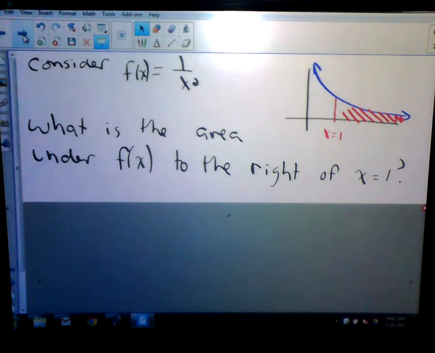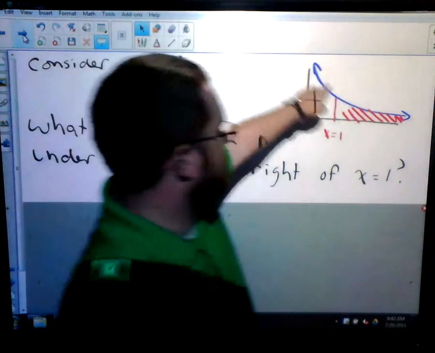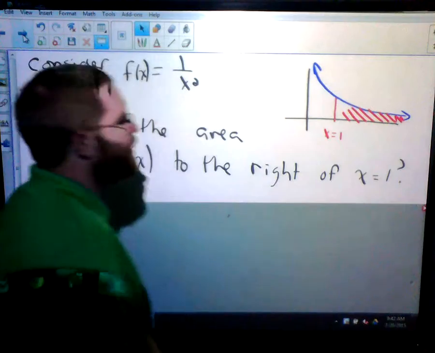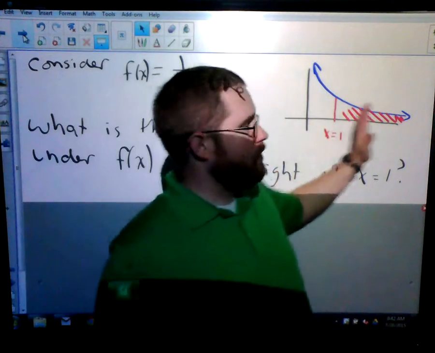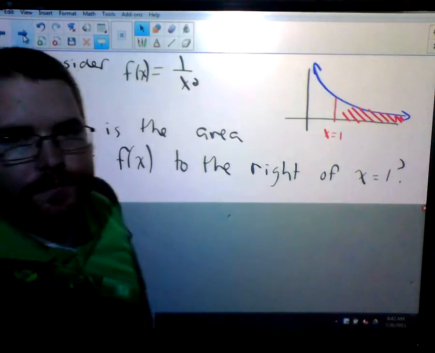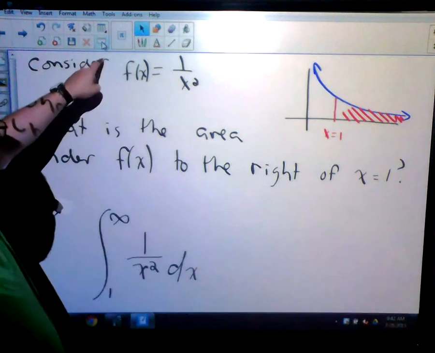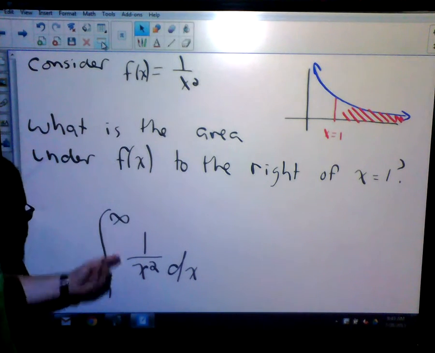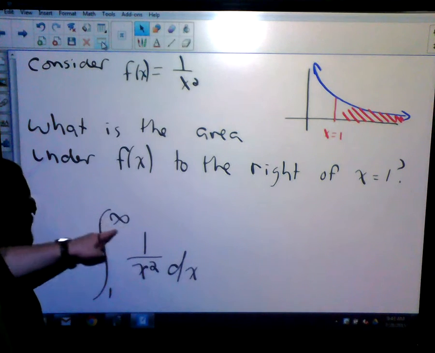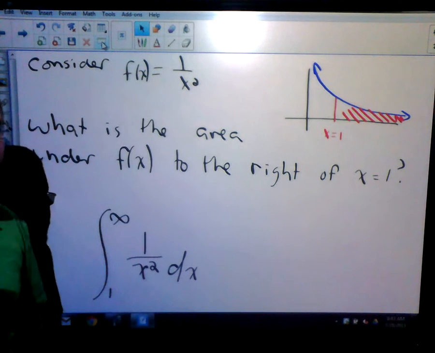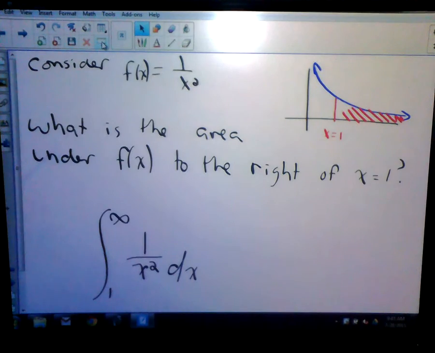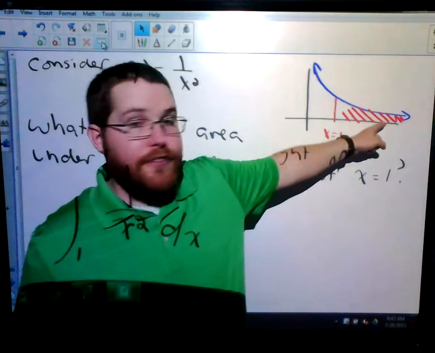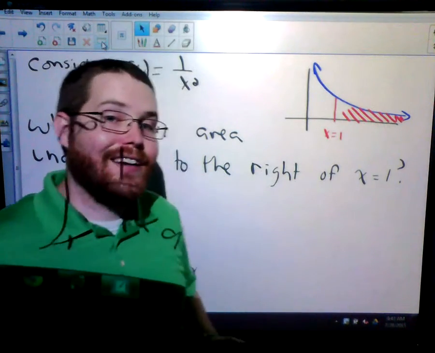Take a look at a problem like this, 1 over x squared. The graph looks like this. What if I wanted to find the area from 1 out forever? Well, how would that look? Well, area is an integral, so from 1 out forever is infinity. This is what makes it improper, because it has an infinity in the answer. Now, it looks like it would be infinity, because it goes on forever, but that's not necessarily true.